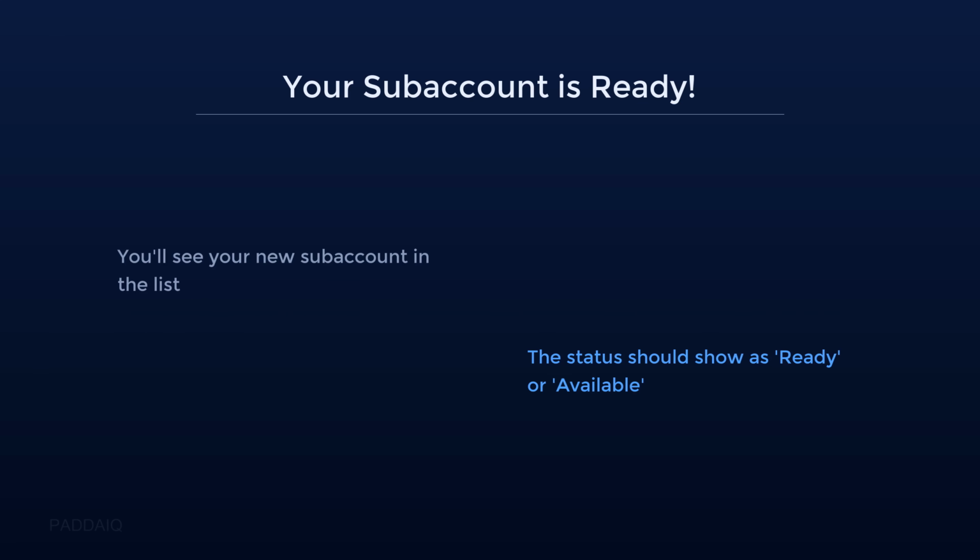The status should show as ready or available. This means your subaccount is successfully set up and operational in SAP BTP. For instance, after creating a subaccount, you see Ready in the cockpit, confirming you can now deploy applications. This status is your green light to proceed with development and services.